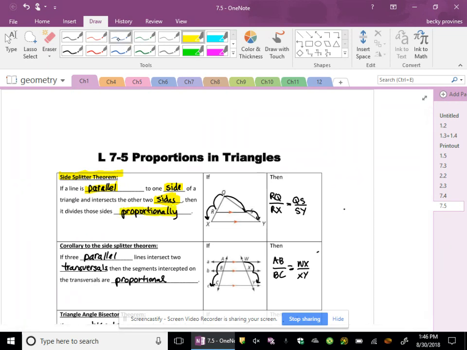So what it's saying is when you have these sides here that are parallel, we know they're parallel because of this little symbol, it breaks the sides, like at R and X and S and Y, proportionally. So in the past, let's talk about what we did in the past.